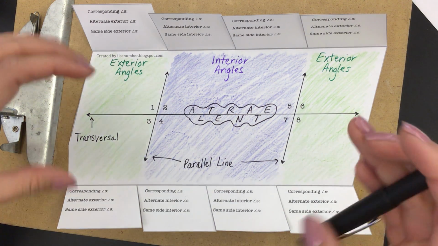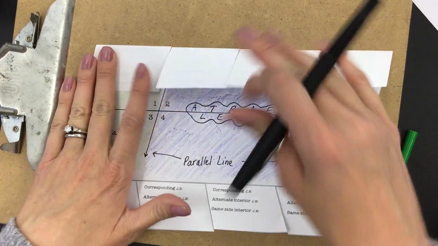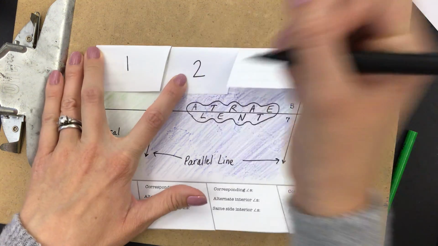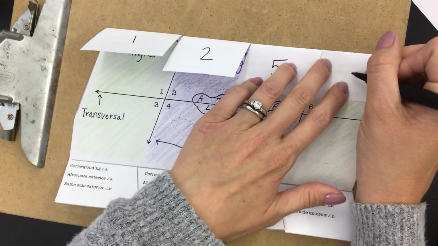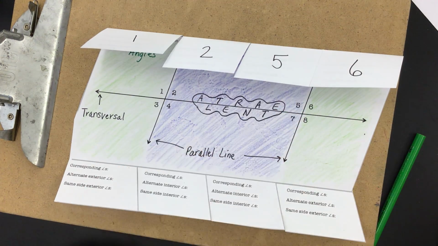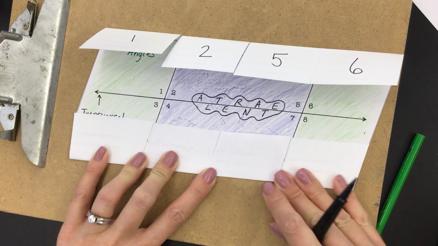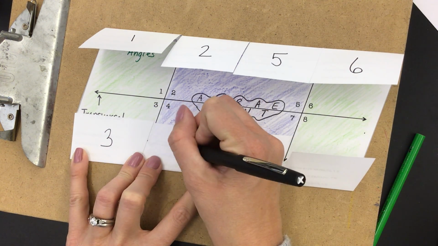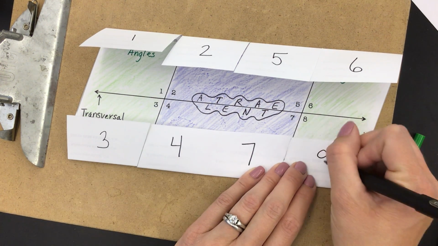Now I'm going to go through and put the angle numbers on the back sides of all these here. So angle 1, 2, 5, and 6. 3, 4, 7, 8.